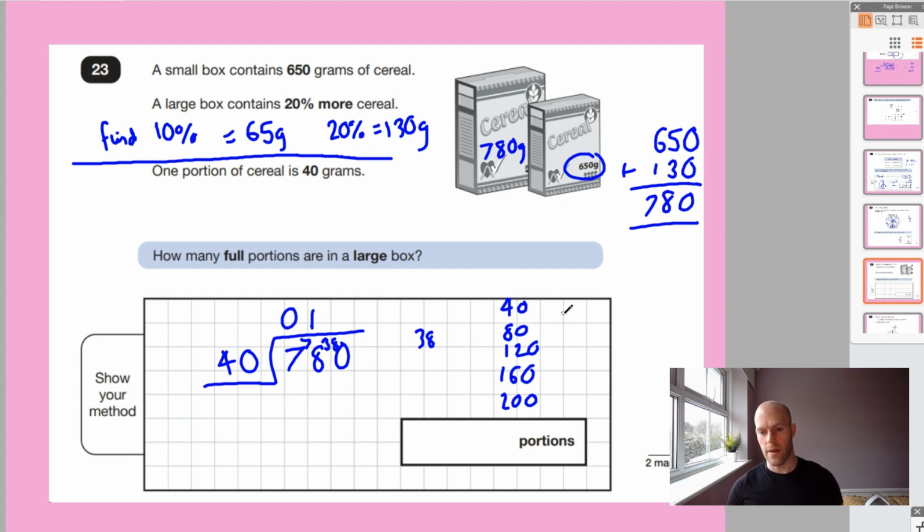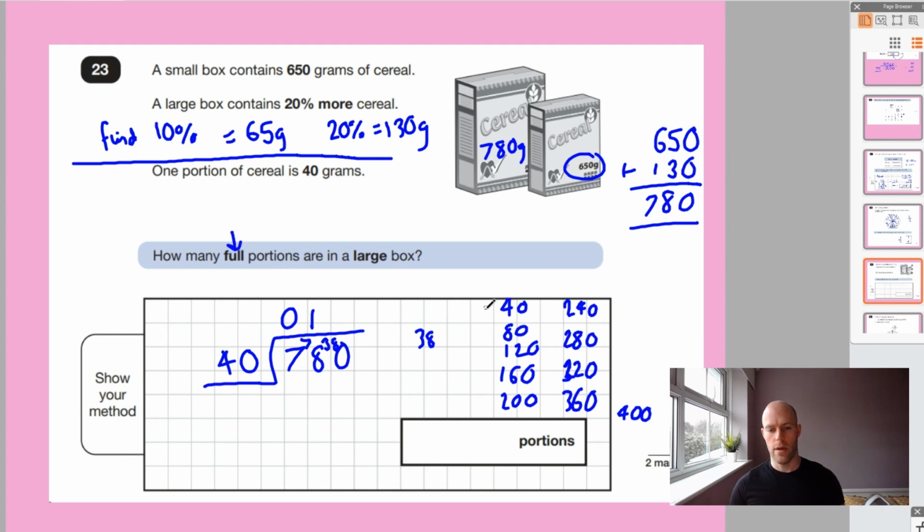So our toolkit needs to be extended dramatically. 40, 80, 120, 160, 200, 240, 280, 320, sorry for my terrible writing, 360, and the next one to be 400. The reason I was checking is I was expecting it to be a nice rounded number, but it's not going to be. I should have noticed that it asked for full portions.